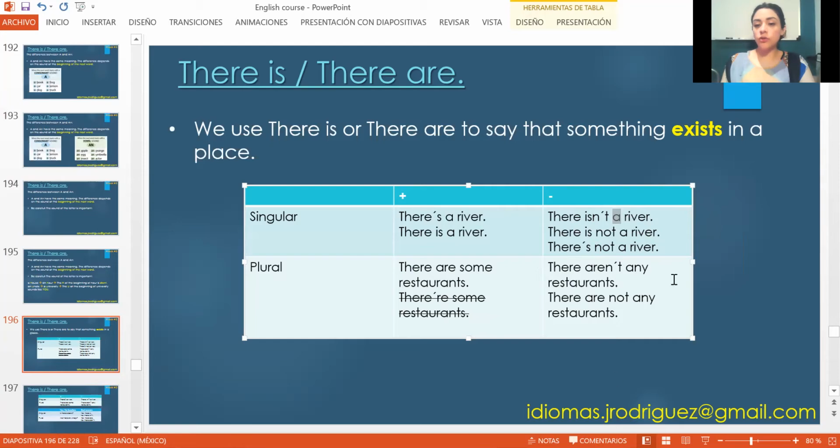And then the plural form. There aren't any restaurants. Do you remember we said that any, we use it in negatives or questions. So I have my negative here, my verb to be. There aren't any restaurants. Or there are not, the full form. There are not any restaurants. No hay ningún restaurante.